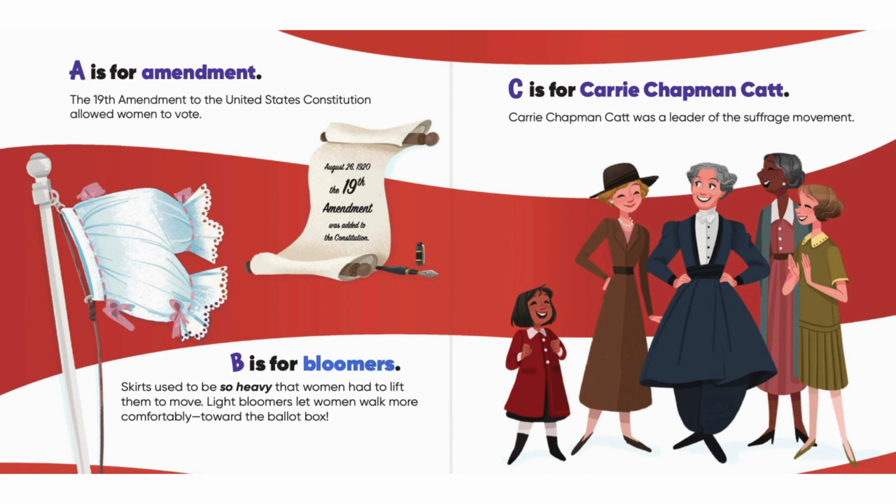B is for bloomers. Skirts used to be so heavy that women had to lift them to move. Light bloomers let women walk more comfortably toward the ballot box.